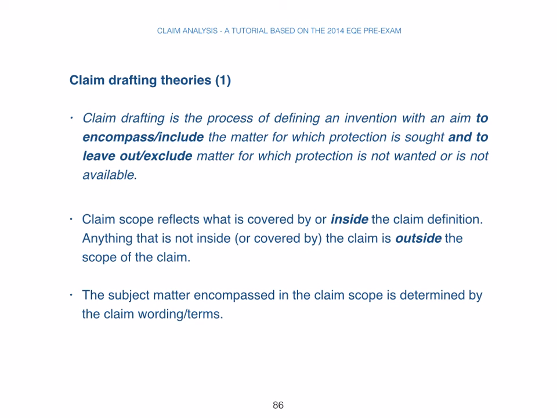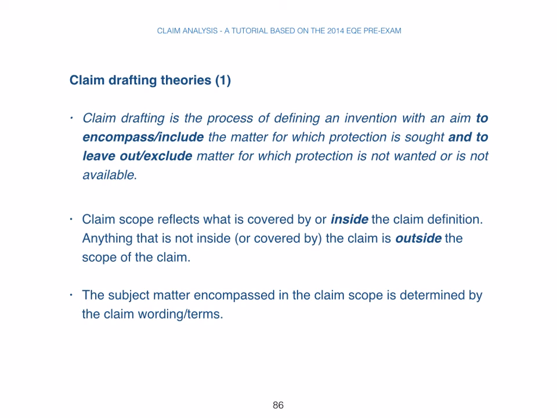Claim drafting theories. Claim drafting is the process of defining an invention with an aim to encompass or include the matter for which protection is sought, in other words, the invention to be protected, and to leave out and exclude matter for which protection is not wanted or is not available, notably the prior art.